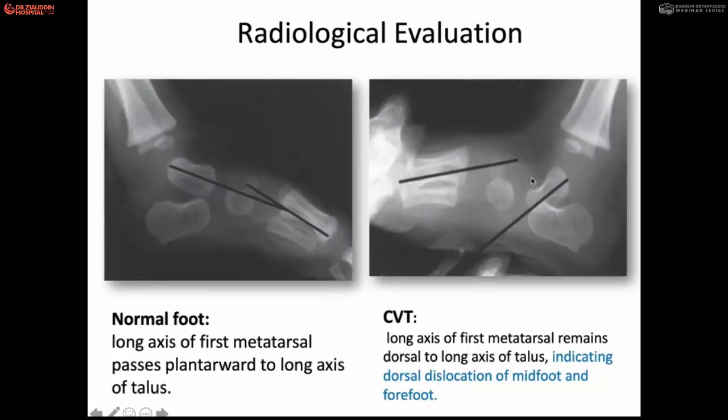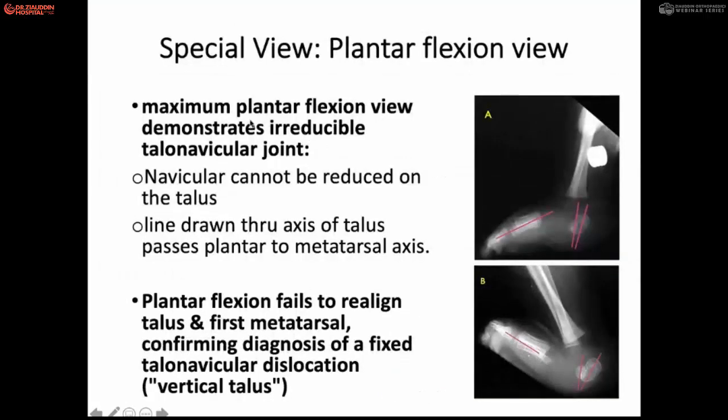So again, I can repeat that the axis of the talus is lower than the axis of the first foot. Then there is a special view to diagnose the vertical talus and some physiological, or you would say oblique, talus deformity. The maximum plantar flexion view demonstrates the irreducibility of the talonavicular joint. The navicular cannot be reduced on the talus in congenital vertical talus.